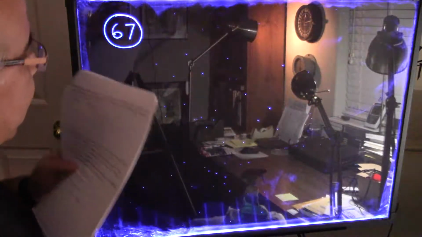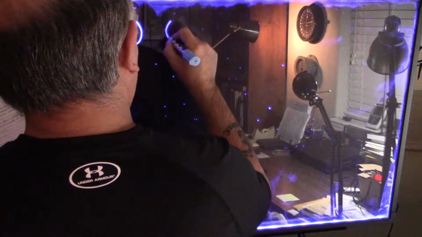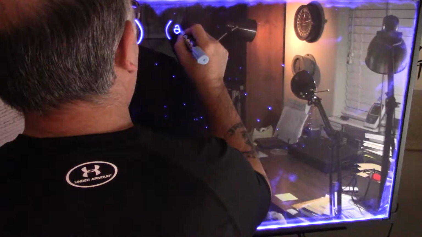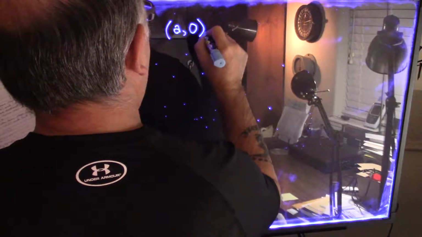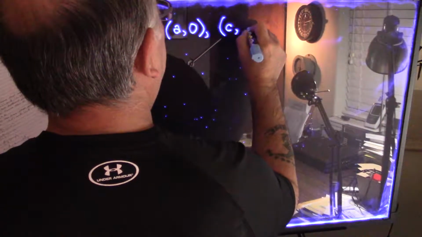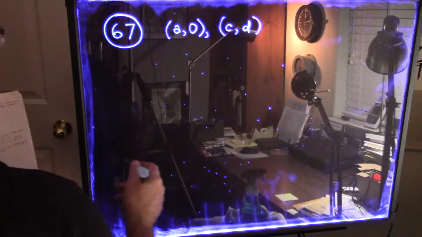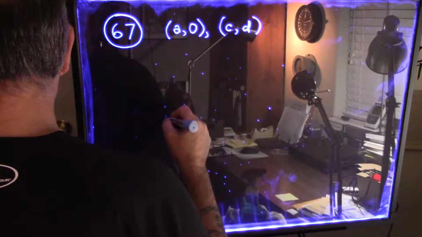Number 67. Find the equation of the line that passes through the following points. Letters again. (a, 0) and (c, d). Well, after the previous problem, I think we can handle the letters. (a, 0) and (c, d). That's why we have algebra, so we can play with letters, right?